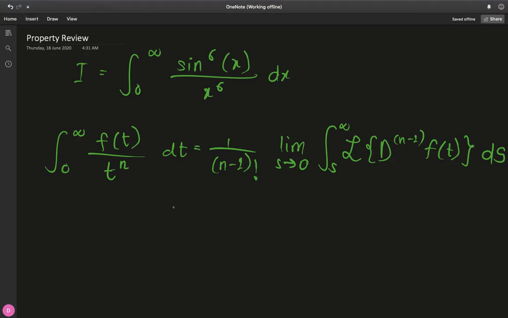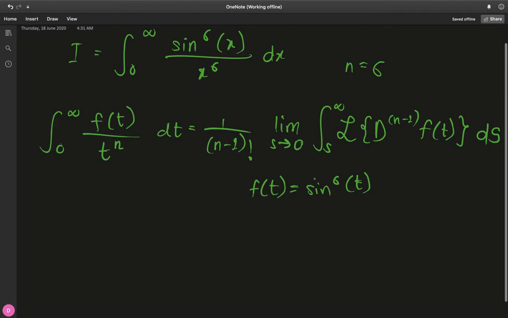So notice that in our case n is equal to 6, and our f of t is basically sine to the sixth power of t. Here, we can call the variable t. You can write that as x again. Doesn't matter.